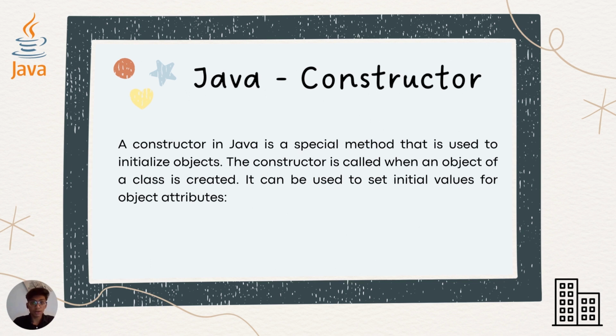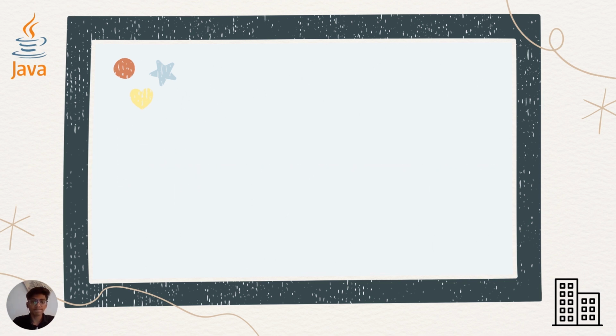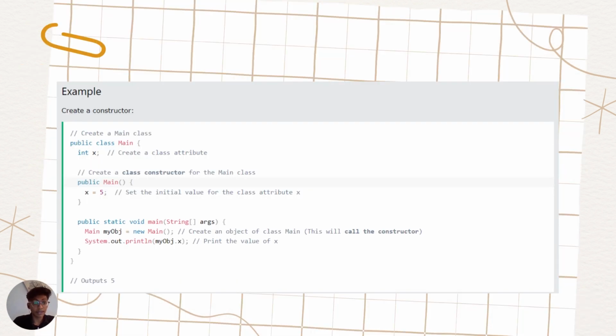Now let's talk about Java constructors. A Java constructor is a special method that is used to initialize objects. The constructor is called when an object of a class is created. It is used to set the initial value of an object's attributes. In Java, a constructor is a block of code similar to a method. It is called when an instance of a class is created. At the time of calling the constructor, memory for the object is allocated in the memory.